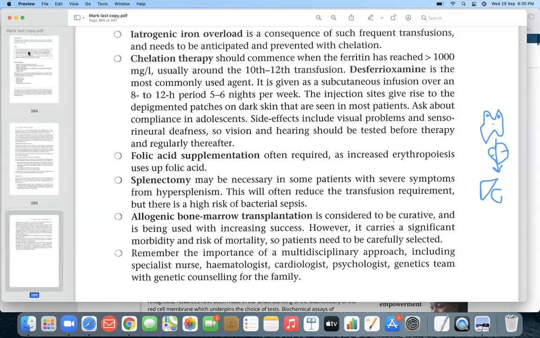And I have some more points I will read out for you. So desferoxamine, we were reading the side effects: visual problems and sensory neural deafness. And also some oral chelators may have side effects like neutropenia and arthropathy as well.